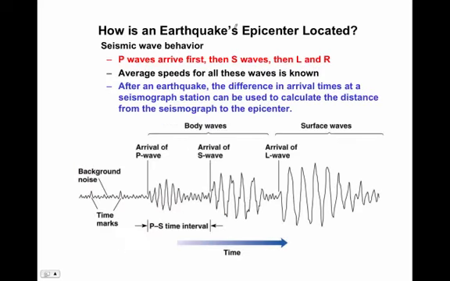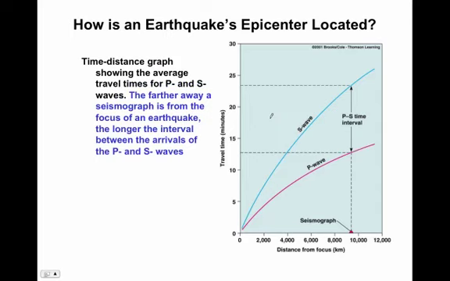So how is an earthquake recorded? Well, P waves will arrive first, then S, then L and R. So here's background noise on the seismogram. That's the piece of paper. And then the first big squiggle is the P wave. The second squiggle that you see will be the start of the S wave. And then the third squiggle is the L waves. Now we can record the time between the P and the S. And the difference in the arrival times can help us calculate how far away the epicenter is.